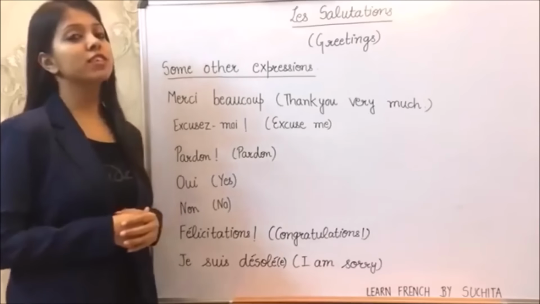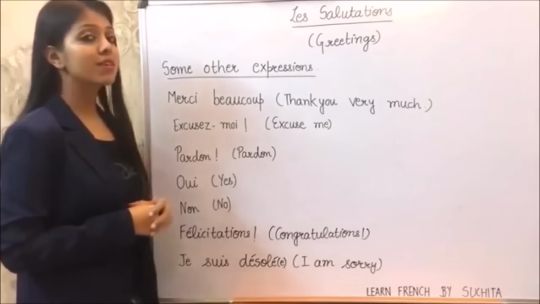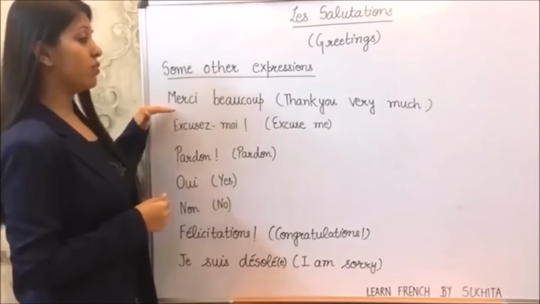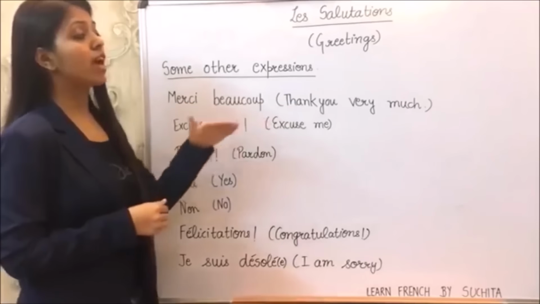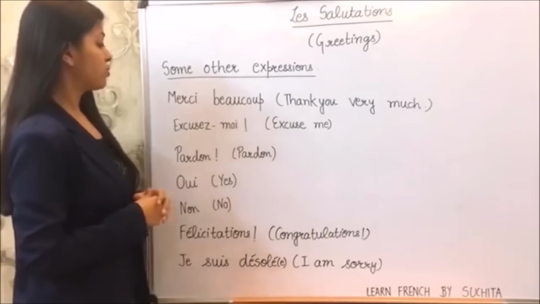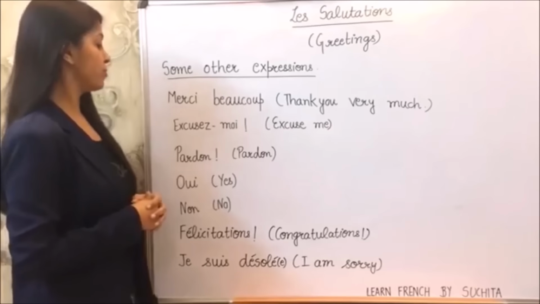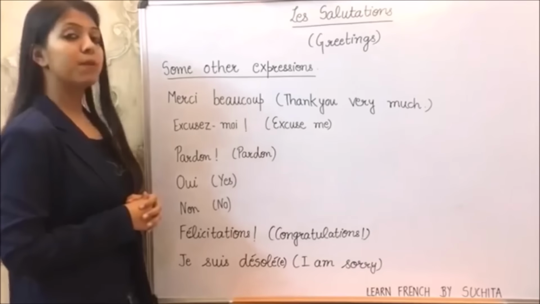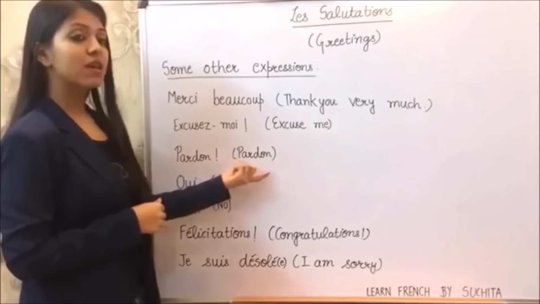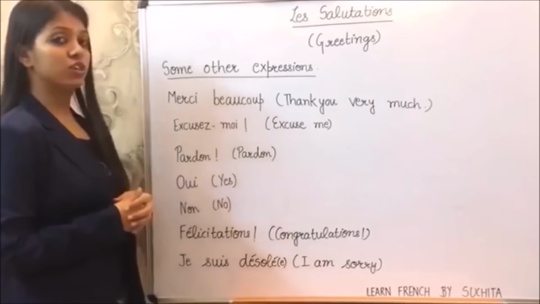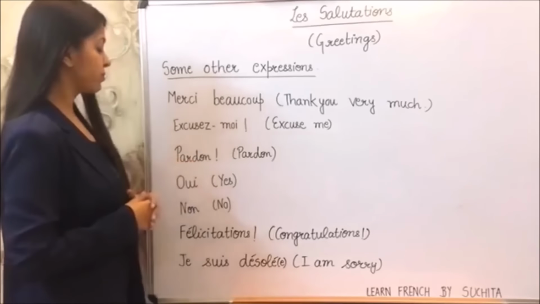Now, we'll learn certain other expressions. The first one being merci beaucoup. Merci, we have already done, which is thank you. So now it is merci beaucoup, which is thank you very much. The next one is excusez-moi. Excusez-moi means excuse me. The third one is pardon, which means pardon. Now, if you did not hear what the other person said, then you use pardon.